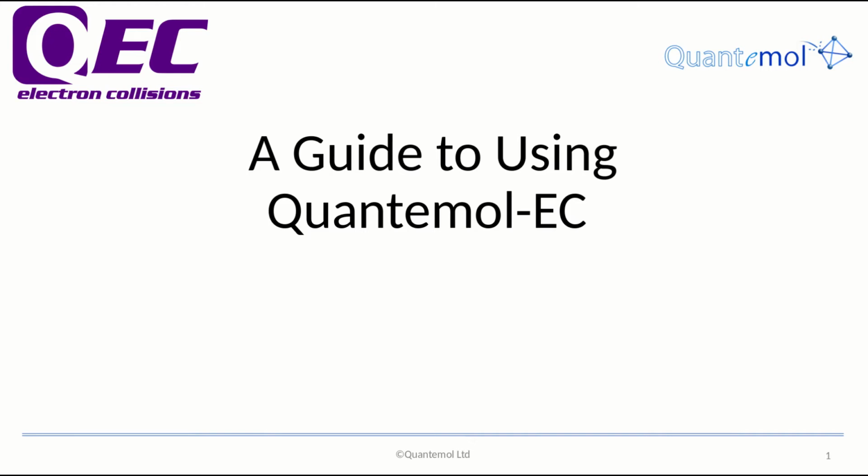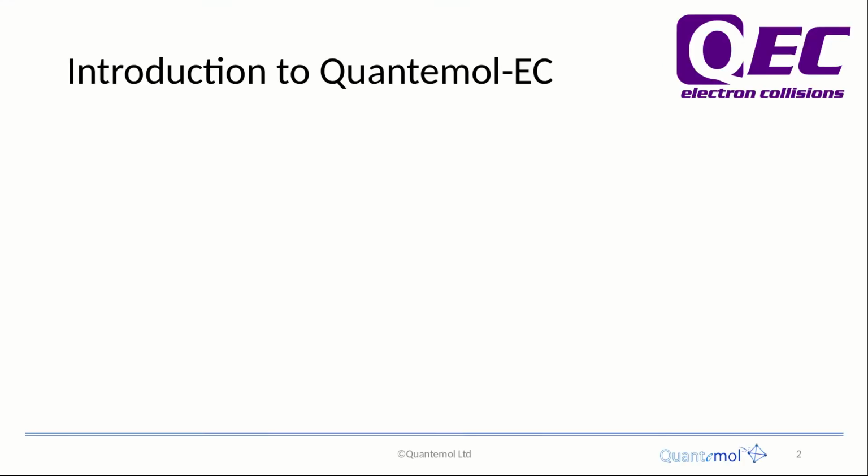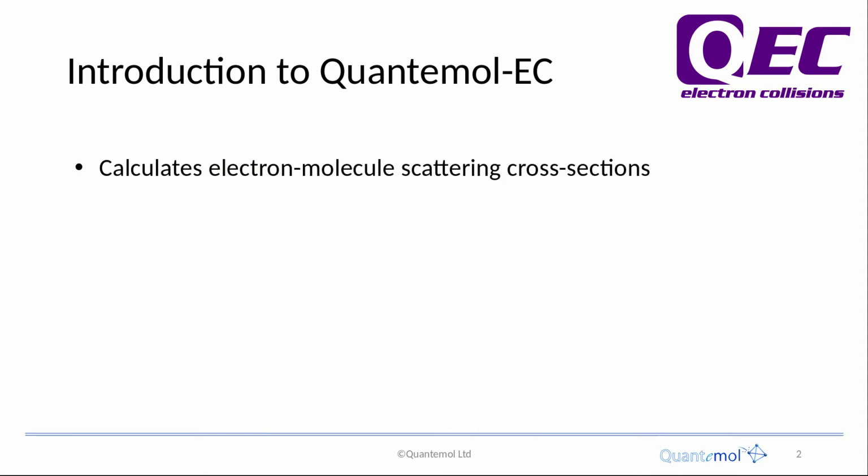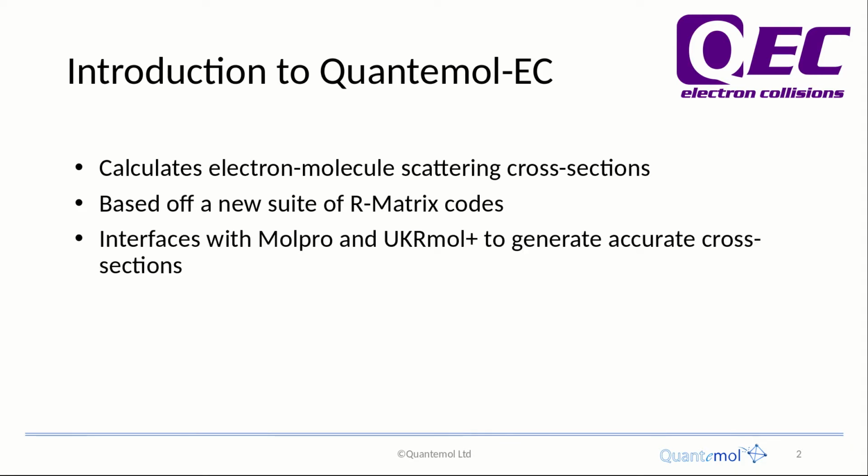Soon, I'm going to be taking you through how to calculate a couple of key cross-sections for the exemplar molecule water, but first, I'm going to be giving an introduction to the code. Quantemol-EC is a code for calculating electron molecule scattering cross-sections, which utilizes the most recent suite of R-matrix codes and interfaces with MolPro and UKRMol Plus to generate accurate cross-sections.